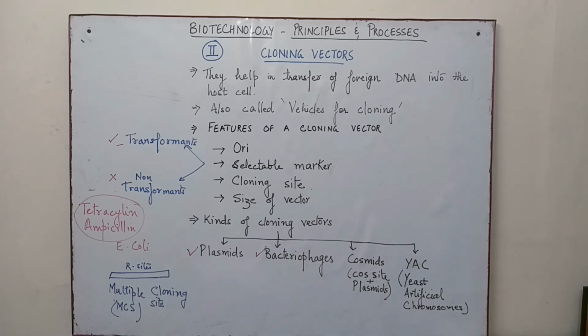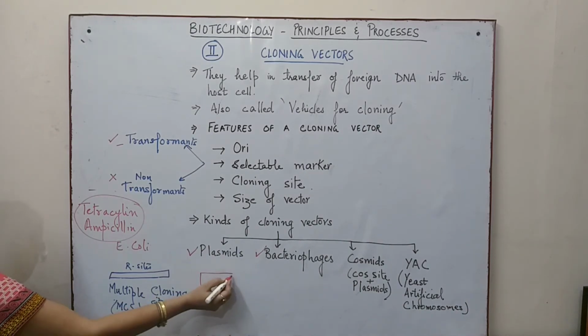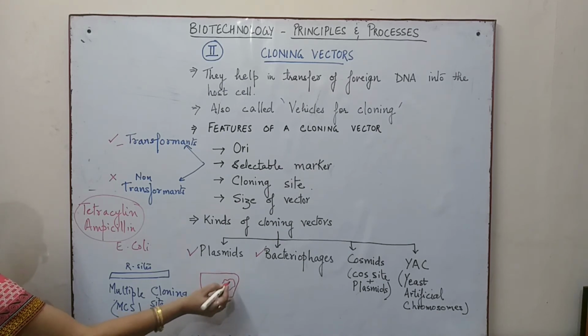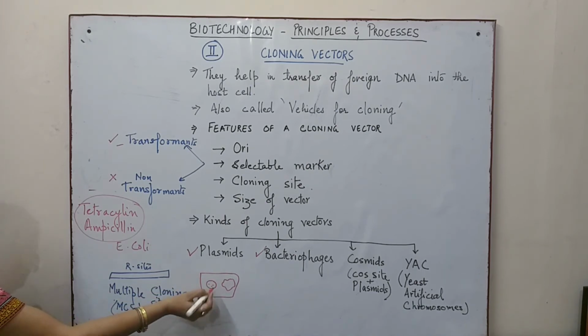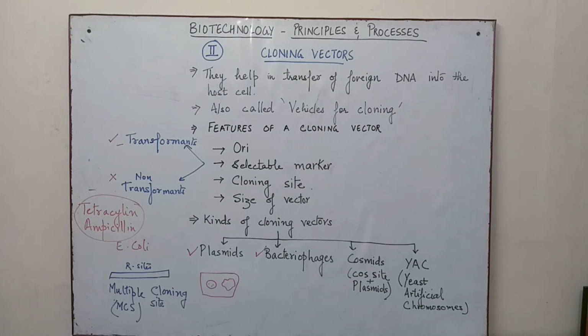Now the plasmids are actually the extra chromosomal circular double-stranded self-replicating DNA molecule other than the normal genome. So let's talk of a bacterial cell. Apart from its genome, there is a circular DNA that is extra chromosomal. It is circular, it is a self-replicating DNA molecule, and it is a double-stranded DNA molecule.